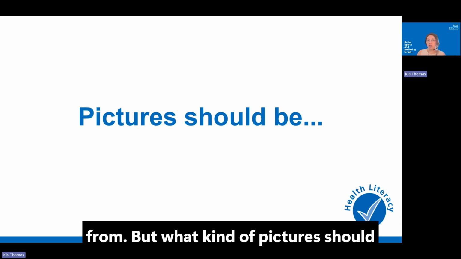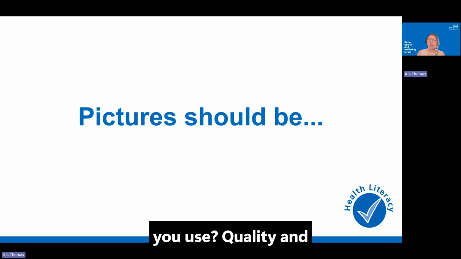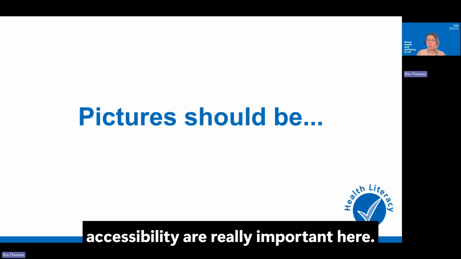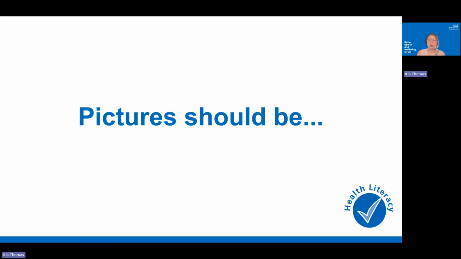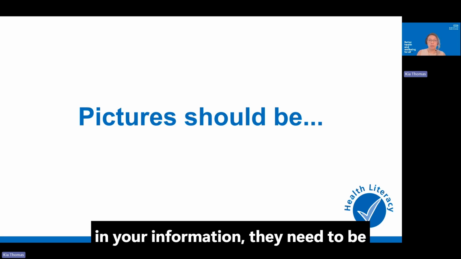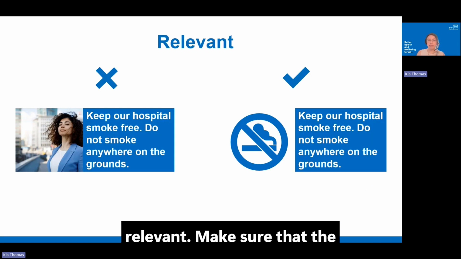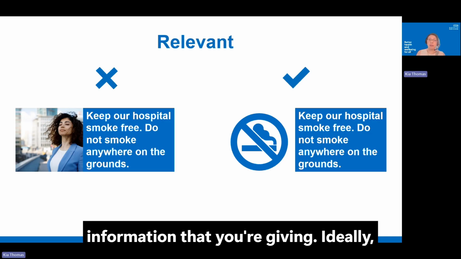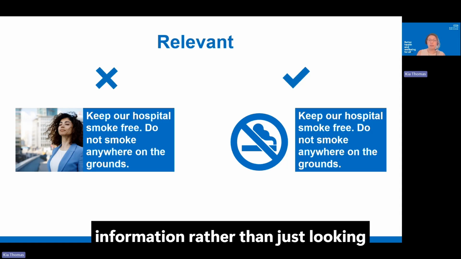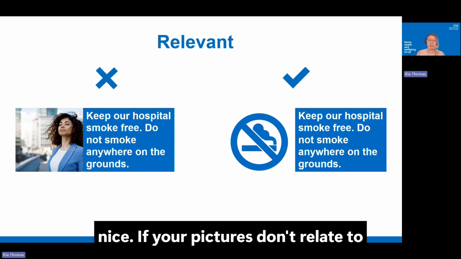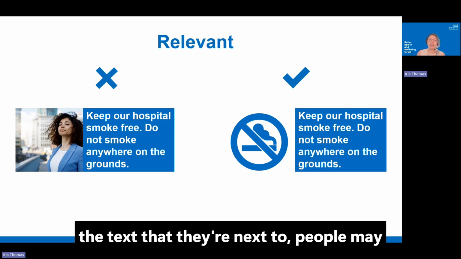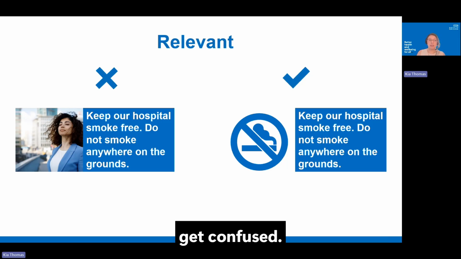But what kind of pictures should you use? And quality and accessibility are really important here. When you're choosing pictures to include in your information, they need to be relevant. Make sure that the pictures you use relate to the information that you're giving. Ideally, pictures should add or reinforce information rather than just looking nice. If your pictures don't relate to the text that they're next to, people may get confused.